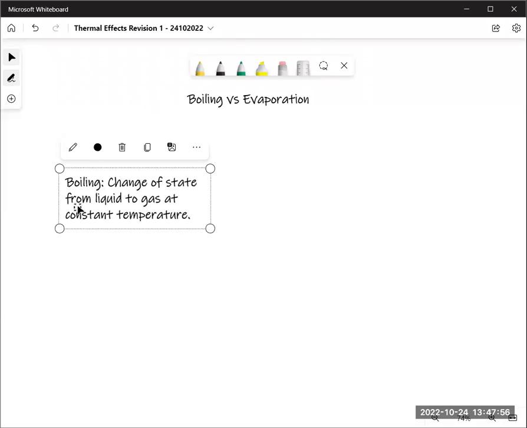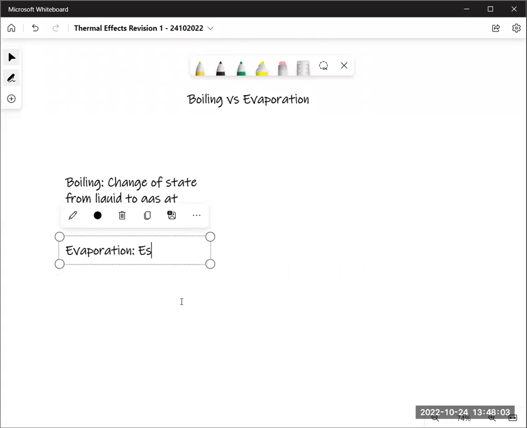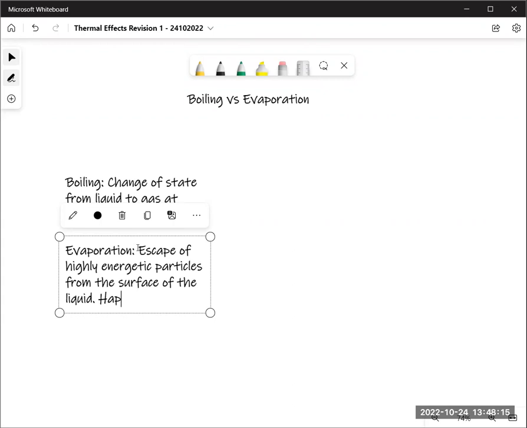All right. But what is evaporation then? Evaporation is a bit different. Evaporation is escape of highly energetic particles from the surface of the liquid. Happens at any temperature.